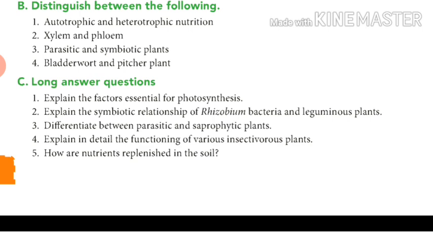Now question number 5: how are nutrients replenished in the soil? Write down the last topic of the chapter, which is about the bacteria called rhizobium, which fixes the nitrogen present in the air. So nitrogen, that is nutrients, will be replenished in the soil this way.